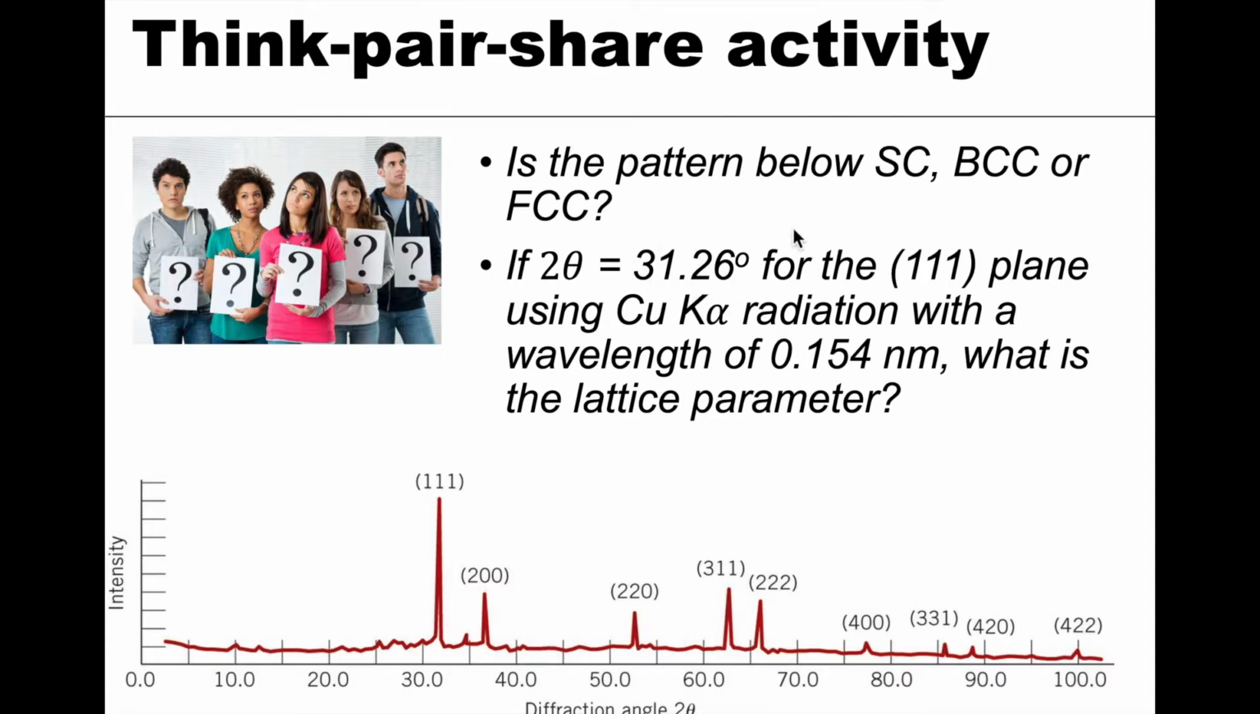Based on what you know from the first question, the angle given to you, and the fact that it's the 111 plane, and you're also given the radiation, copper K alpha, with a wavelength of 0.154 nanometers, I want you to put all that together and calculate the lattice parameter. It takes everything we talked about in the previous lecture and modules, putting it together to determine the lattice parameter. See if you can calculate it with all that information, and then we'll come back and work through this example.